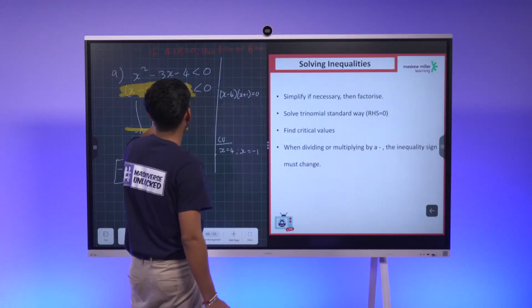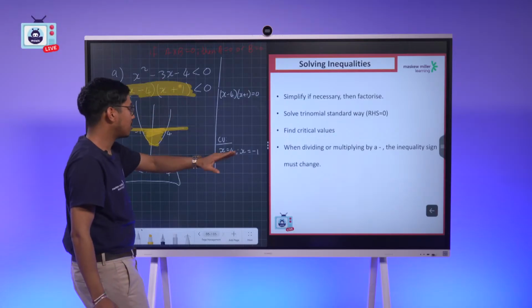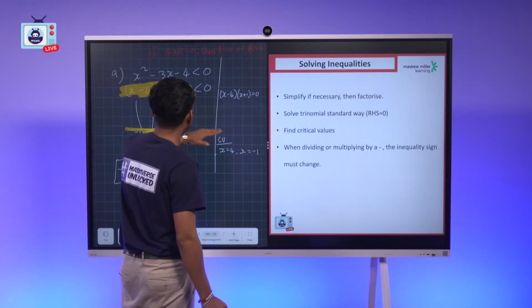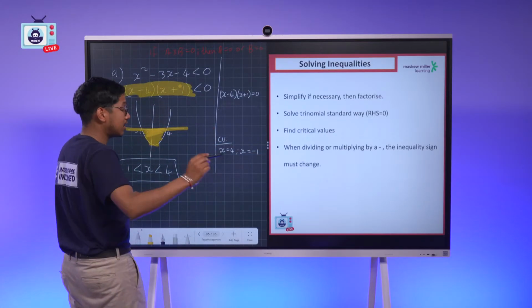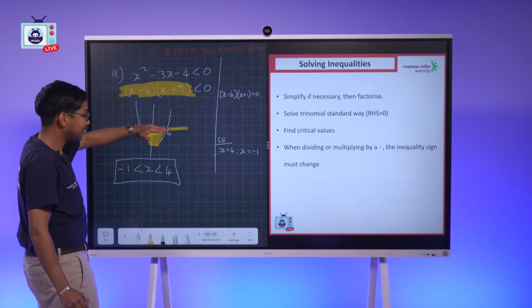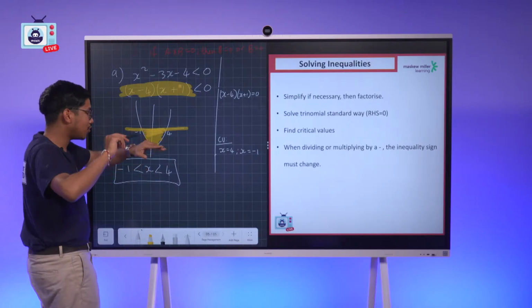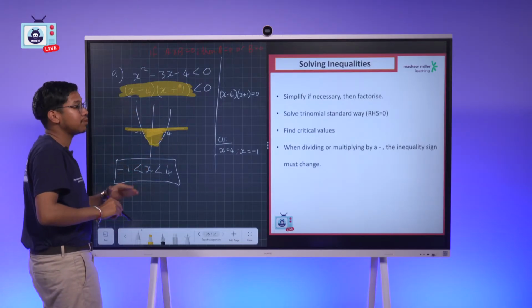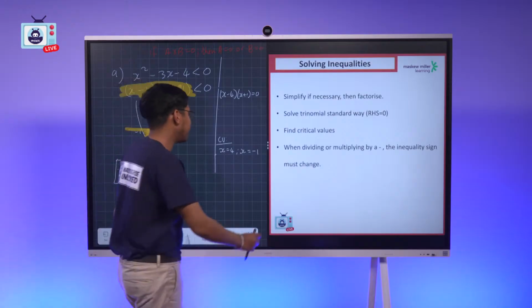So step number 1, factorization. Step number 2, find your critical values. Step number 3, draw your parabola. Step number 4, check whether y is above or below. If it is below, it will be between two values. If it is above, it is going to be two separate values.